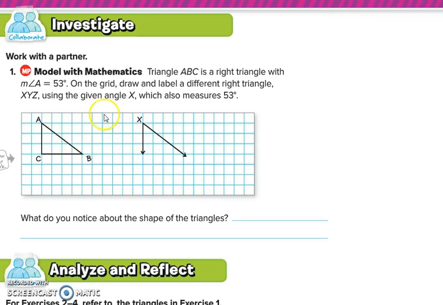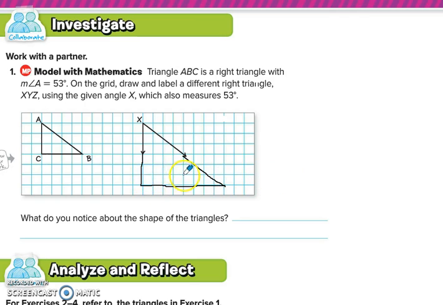So if you look at this, we have triangle ABC and then we have the angle A is 53 degrees. So I'm just going to actually finish drawing this triangle to show you what this triangle is going to look like. So if I were to finish this, angle X is going to be 53 degrees. But if we were to finish this one way, we're going to draw and label a different right triangle. So we're just going to draw a right triangle. There we go, that finishes it.